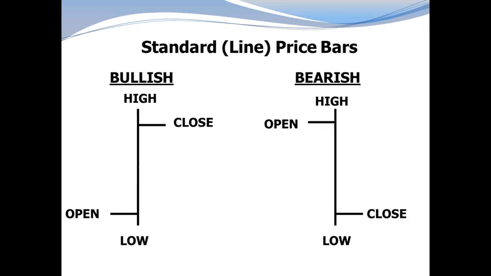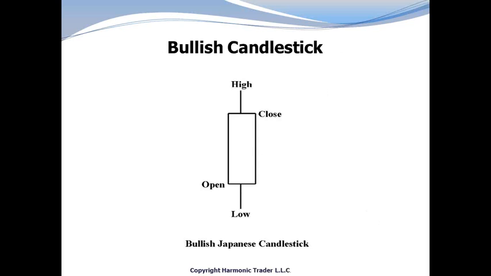Now, the standard line price bar is pretty simple. The initial open is on the left side of the bar, followed by the low to high range, and then with the close on the right side. The bearish standard price bar shows the open on the left side, typically the open above the close, with the high and low range exhibited by a single line with the close below the open.